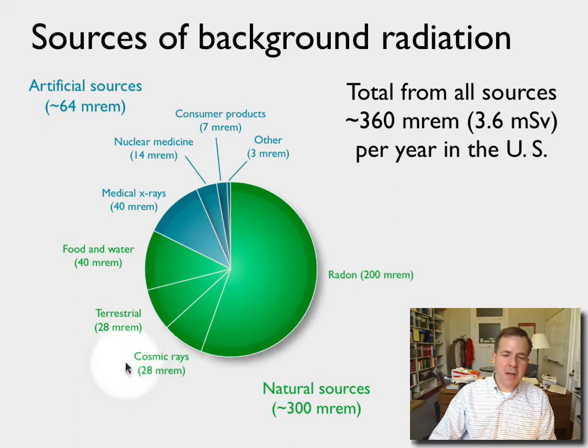So besides radon, we have cosmic rays, terrestrial radiation from other radioactive materials, elements in the Earth's crust, and then finally our food and our water have some radiation in them. For example, bananas have a high level of potassium. Potassium-40 is radioactive, so when you eat bananas, you're exposing yourself to some level of radiation.